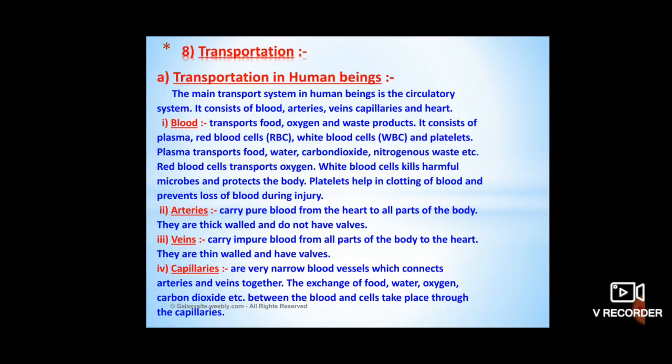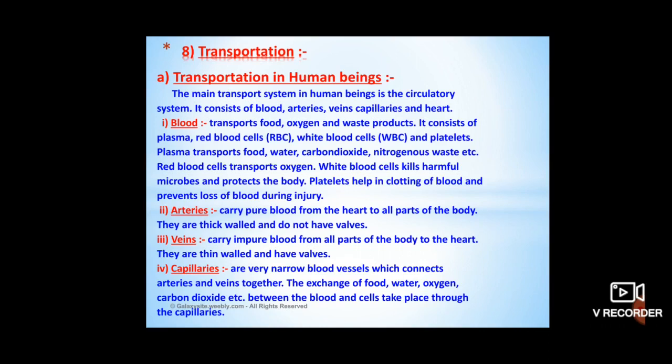The first one is blood. Dear children, blood is very helpful to transport food, oxygen and waste products. It consists of plasma, red blood cells, white blood cells and platelets. Dear children, what is the major role of plasma? Plasma helps to transport food particles, water, carbon dioxide and other nitrogenous waste substances that are released in the cell.